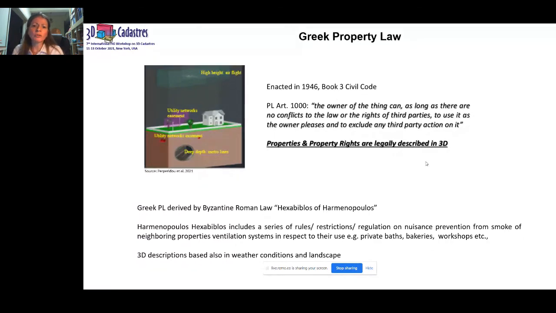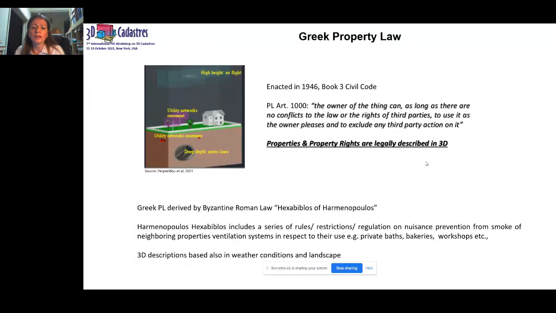But actually, Greek property law comes from a centuries-old legal framework derived from Byzantine Roman law, known as the Hexabiblos of Harmenopoulos. The Hexabiblos includes a series of rules, restrictions and regulations on nuisance and fire prevention, so that the ventilation systems of buildings in big cities around the Byzantine Empire would not be harmful to neighboring ones.